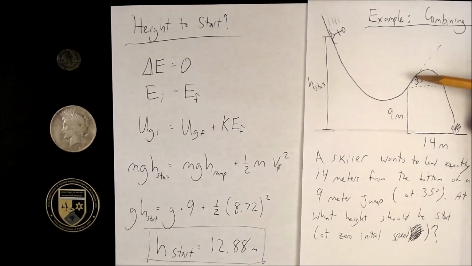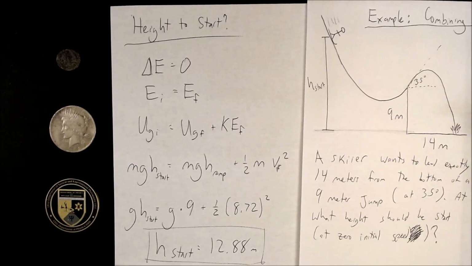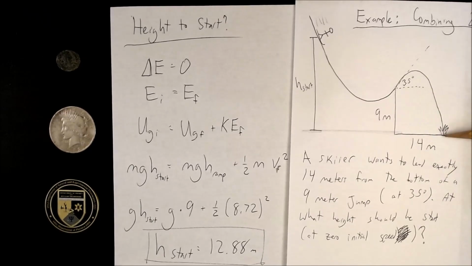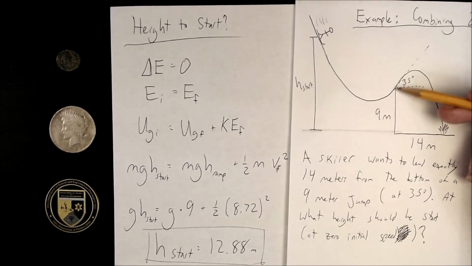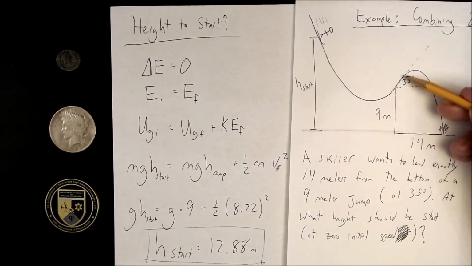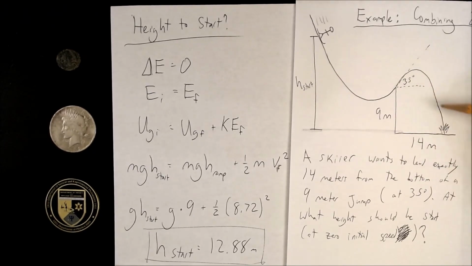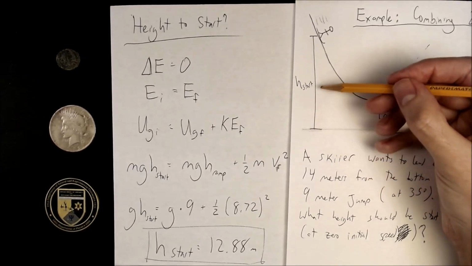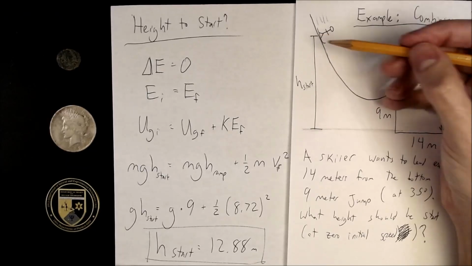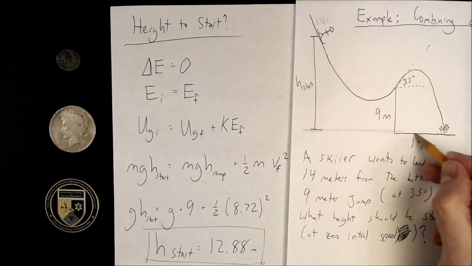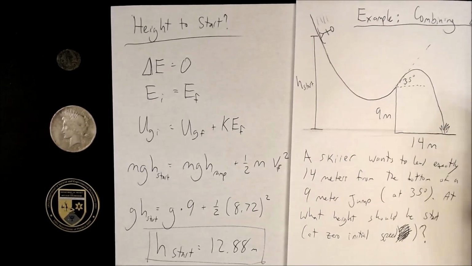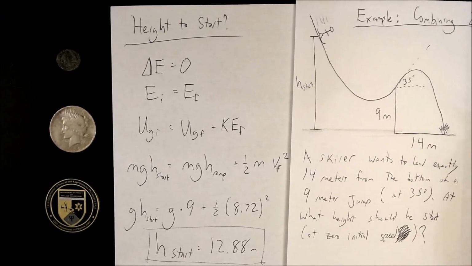So if you wanted to land 14 meters away from this 9-meter ramp, and the ramp had an angle of 35 degrees, you'd have to start 12.88 meters above this particular h equals 0, above the point where you're landing, I guess. That is how you do this problem in reverse, in effect.